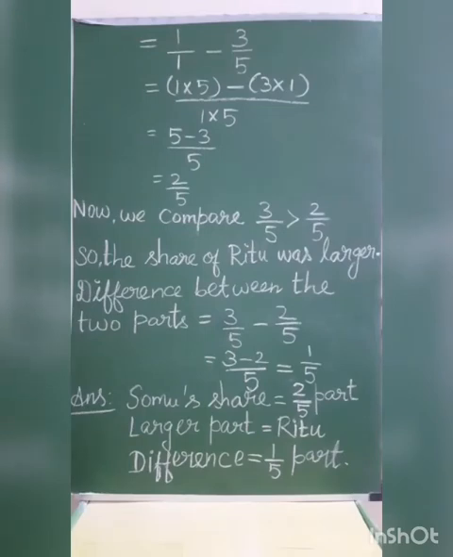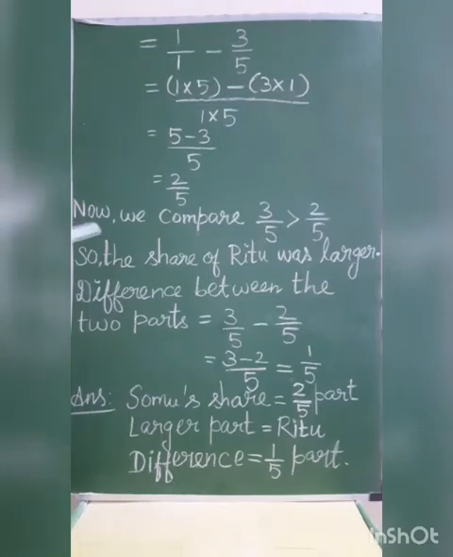So 1 is a whole number. In any whole number the denominator is 1. So 1/1 minus 3/5. First you multiply the denominators, 1 into 5. On cross multiplication, 1 into 5 minus 3 into 1. 1 5 is 5, minus 3 1 is 3, and the denominator 1 5 is also 5. 5 minus 3, the answer is 2, in the denominator 5. So 2/5 is the part of the apple eaten by her brother Somu. That means Somu's share is 2/5.